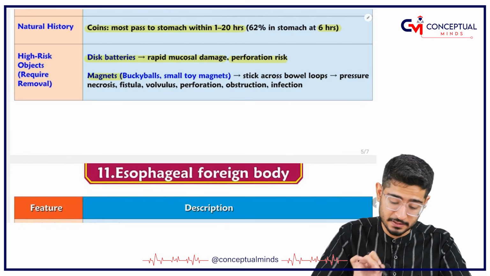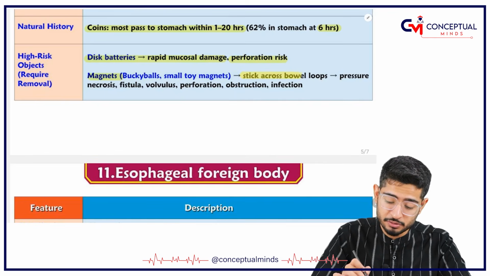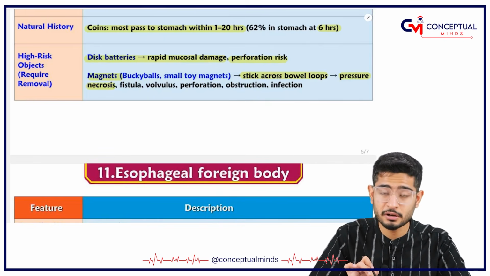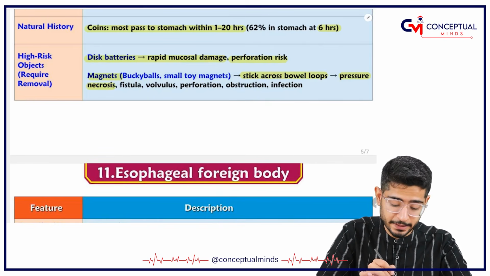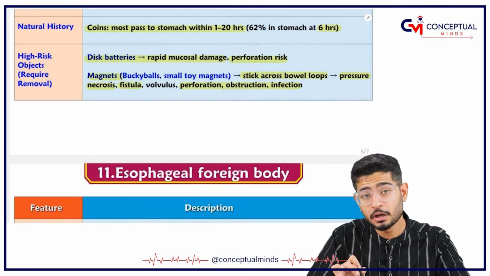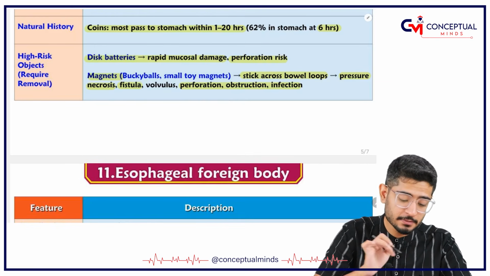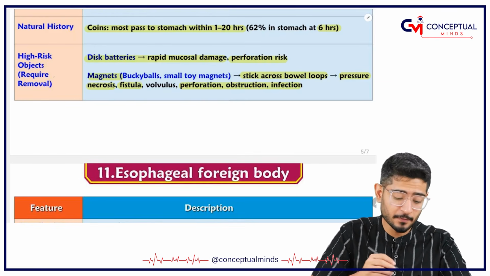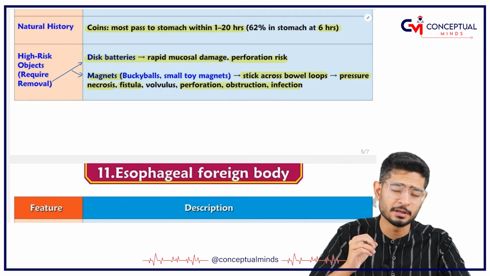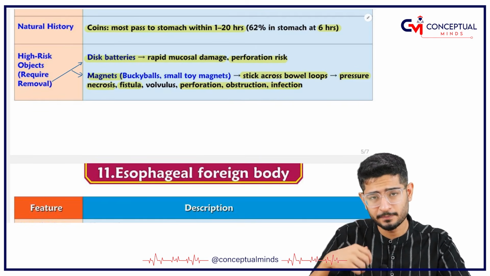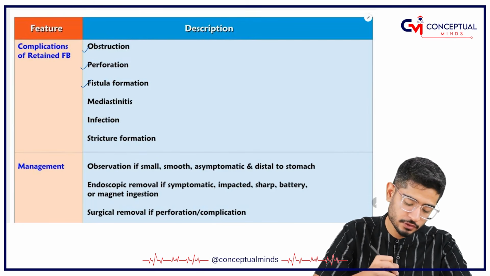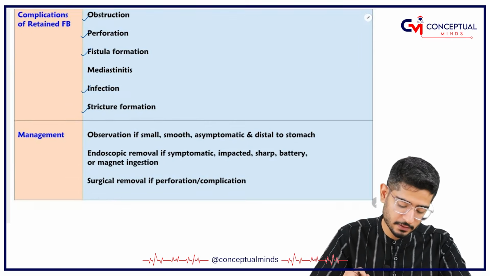And toy magnets and everything, they're going to stick across the bowel loops. They are going to exert pressure there and cause pressure necrosis. Once it is necrosed, it might lead to fistula formation also. It might lead to perforation, obstruction, as well as infections also. That's why disc batteries and magnets are high risk things. That is the reason we require immediate removal. We have to insert an endoscope to remove these, because they might cause obstruction, perforation, fistula, infection, stricture, everything.